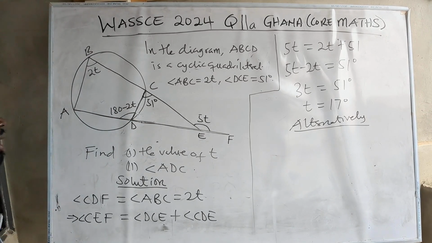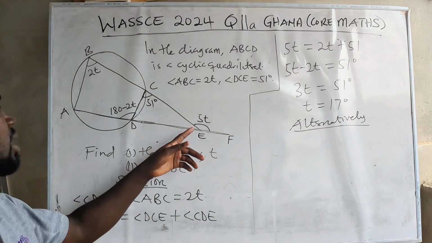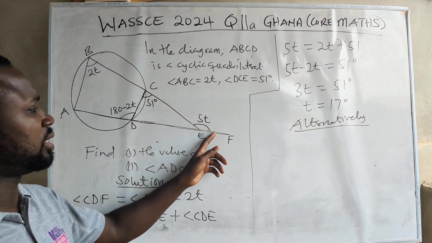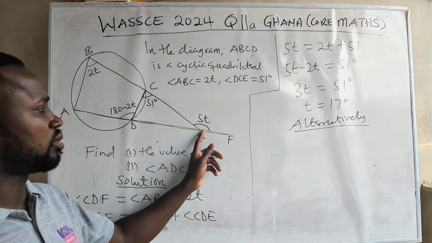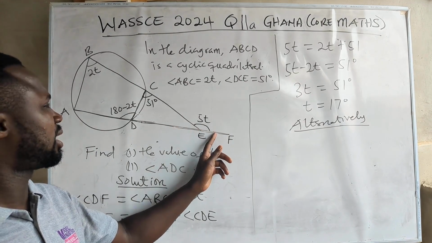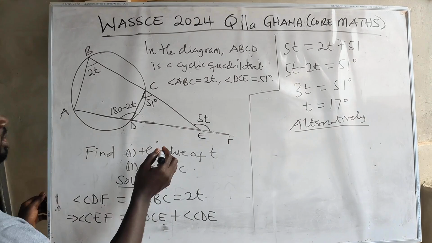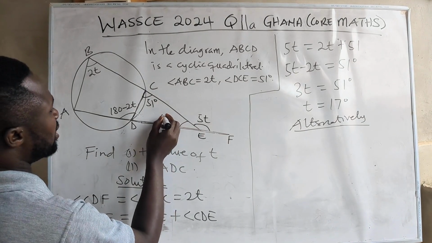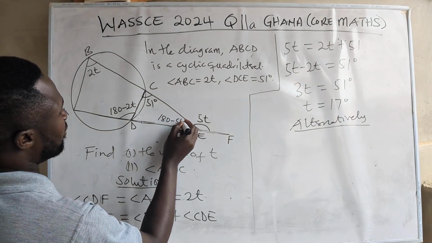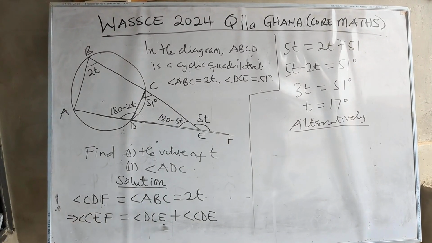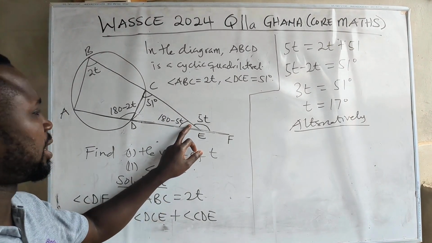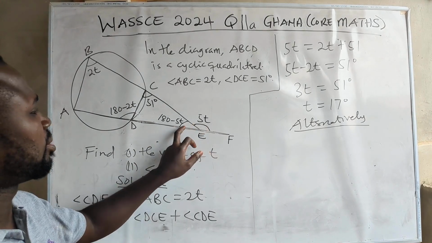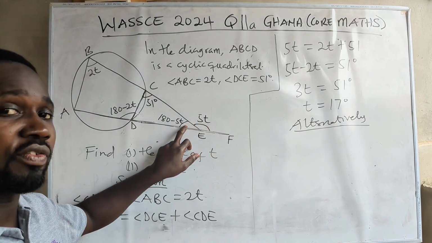And what can somebody also say? This is also an angle on a straight line. Since this is an angle on a straight line, the angle here can also give me 180 minus 5t, because angles on a straight line sum up to 180. So here can give me 180 minus 5t.